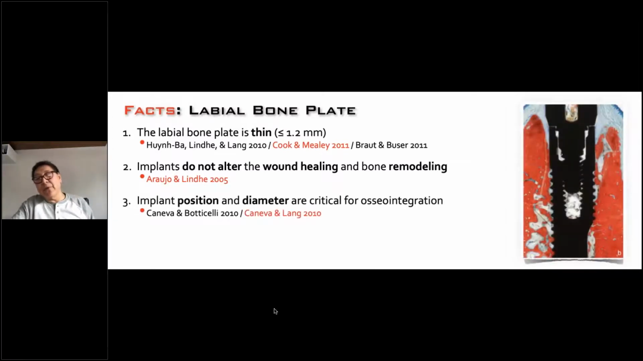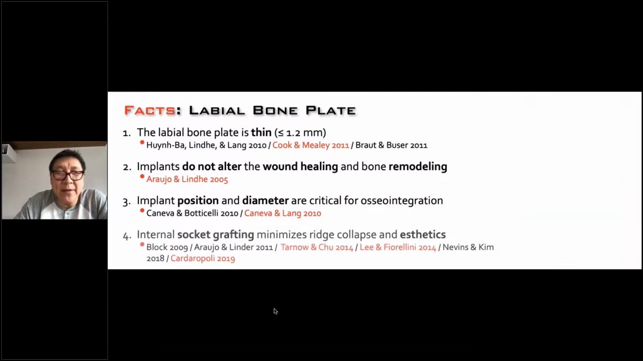Implant position and diameter are critical for integration. That was work from Nicholas Long and Kaneva, who actually showed that implant position, meaning move it away from the buccal plate, and diameter, using a smaller implant diameter, is critical for new labial plate dimension. However, these are fraught with some issues, as we'll discuss.